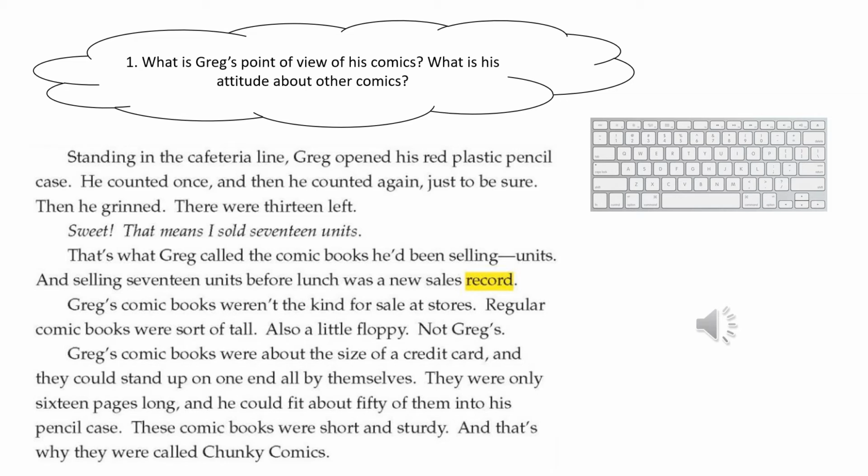So now you will need to open up your Word document. You will type the answer to this question right below where you see number 1 in the question. What is Greg's point of view of his comics? What is his attitude about other comics?